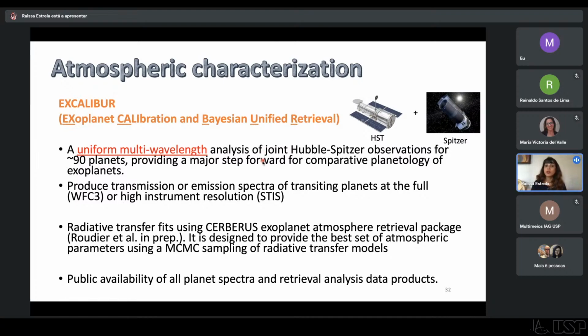very difficult to compare. So our pipeline aims to produce transmission and also emission spectra at full resolution in the case of WFC3, or high instrumental resolution in the case of STIS. And we also need an atmospheric retrieval package to interpret these transmission spectra. This retrieval package is called Cerberus and is aimed at providing the best set of atmospheric parameters. We aim to make this data publicly available very soon.